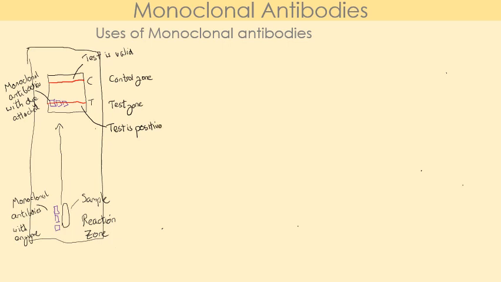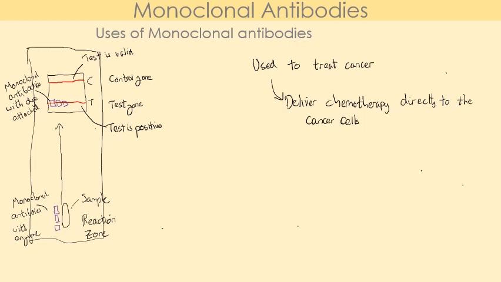Now, the same principle also works for pregnancy tests. We're also able to use monoclonal antibodies in research. There is some thought that monoclonal antibodies can be used to treat cancer, and we can do this by delivering chemotherapy directly to the cancer cells.